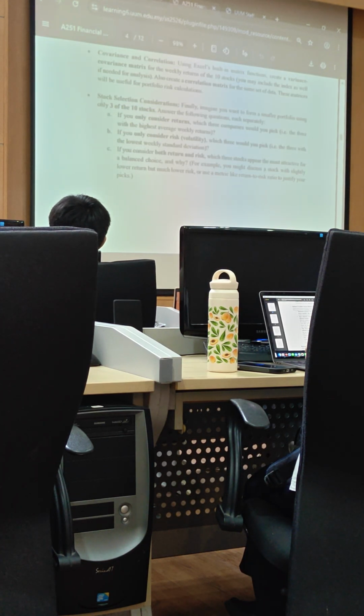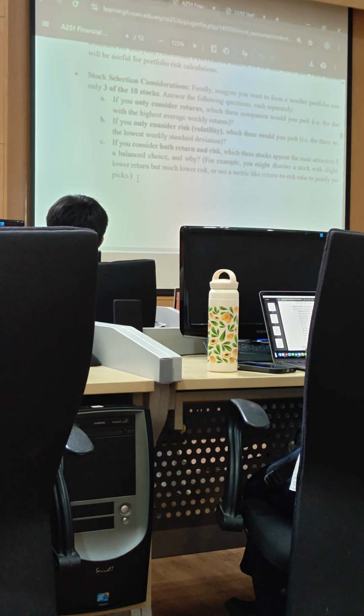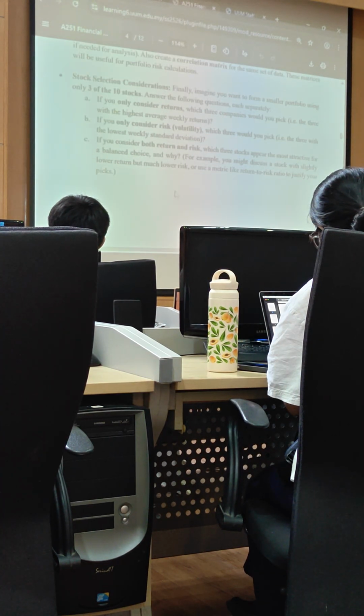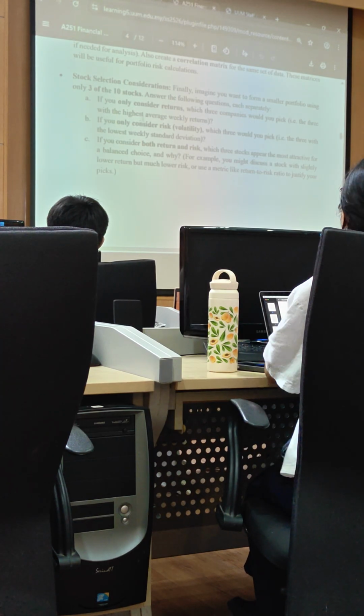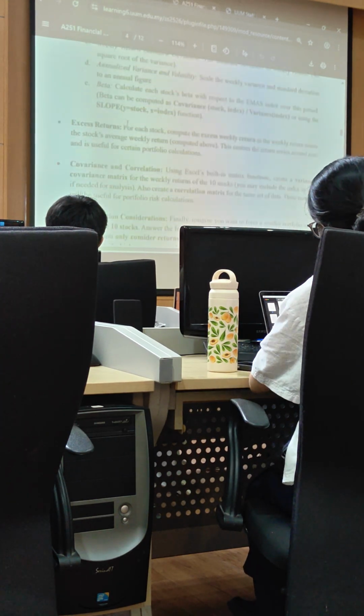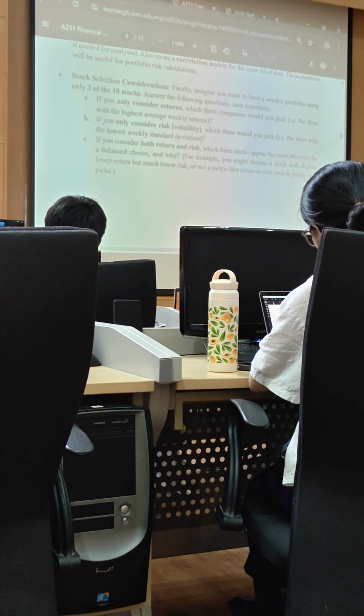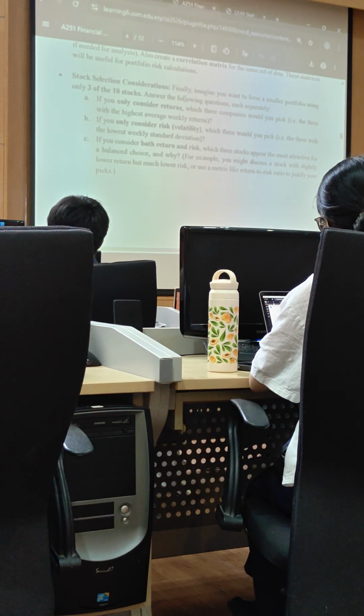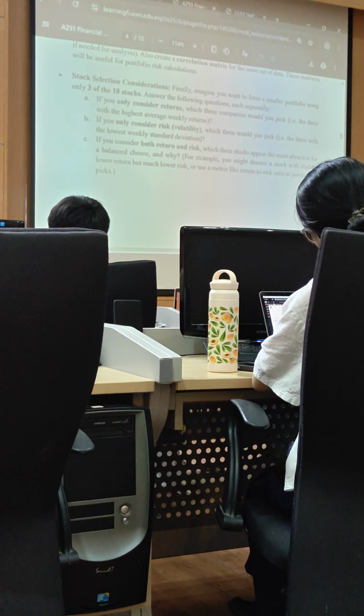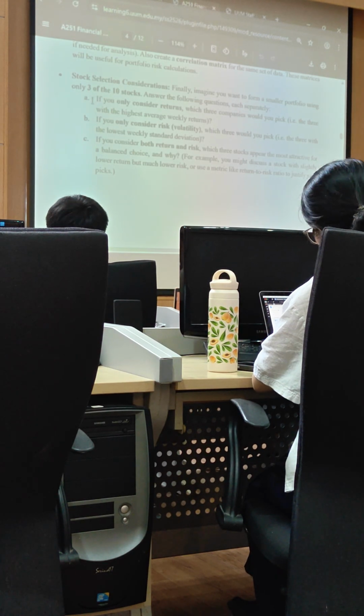Now we go to this one. Okay, it says here stock selection consideration. So this is part 3. Finally, imagine that you want to form a smaller portfolio using only 3 of the 10 stocks. Answer the following questions each separately. Okay, each separately. Okay, so I give you 3 situations here.